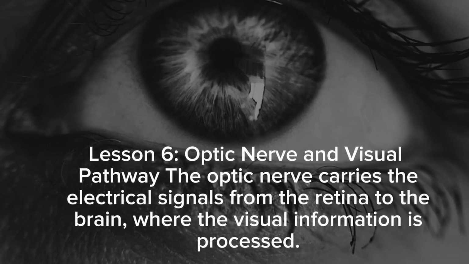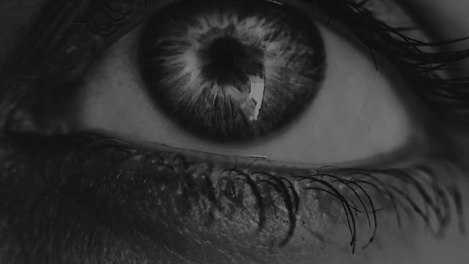Lesson 6. Optic nerve and visual pathway. The optic nerve carries the electrical signals from the retina to the brain, where the visual information is processed.